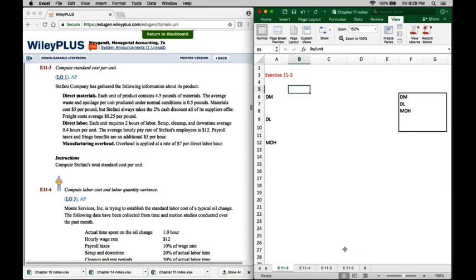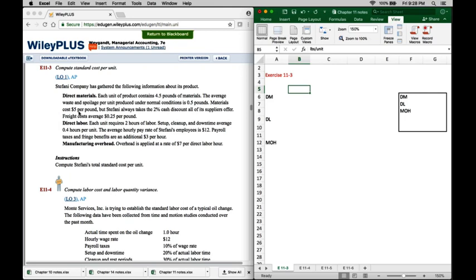In exercise 11-3, we have a company that has given us the following information about its product relating to direct materials, labor, and overhead. We've been asked to calculate the total standard cost per unit. The information given on materials is that each unit of product contains 4.5 pounds of material. The average waste and spoilage per unit produced under normal conditions is half a pound. So you add these two numbers up, which means it's taking 5 pounds of raw material to make 1 unit.